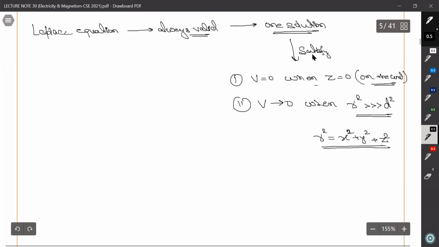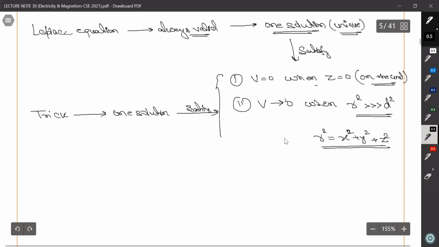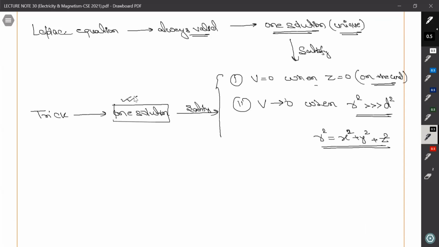Now, this solution will be unique, one solution only, a unique solution. And by any means, if we can get a solution that satisfies these conditions, we will use any trick, and this trick will give us one solution. And if this solution satisfies this equation, then this solution will be accepted. And this is the idea behind the method of images.